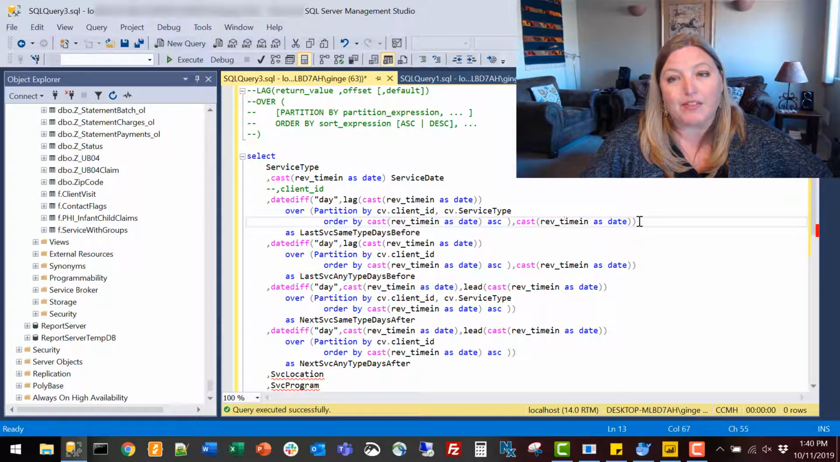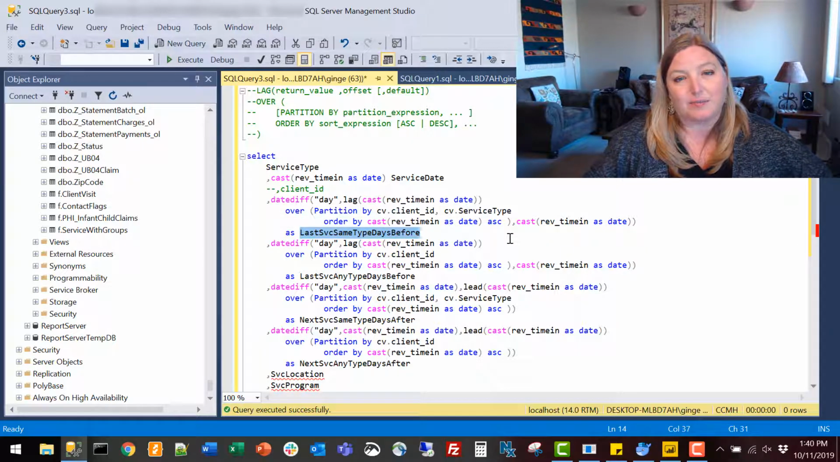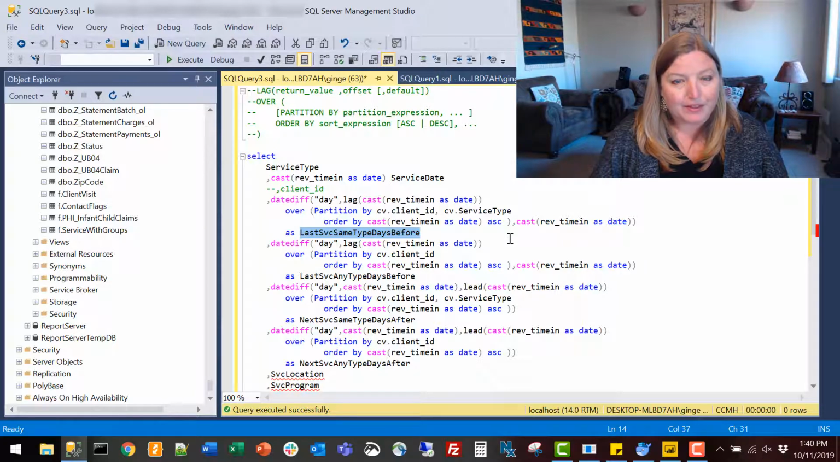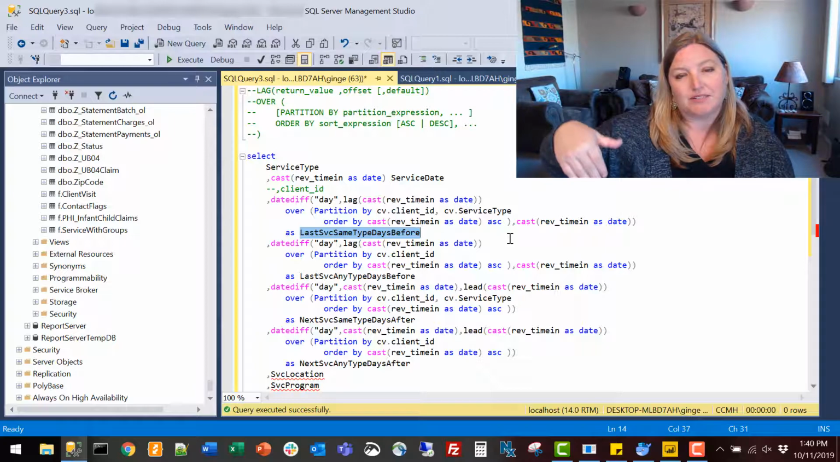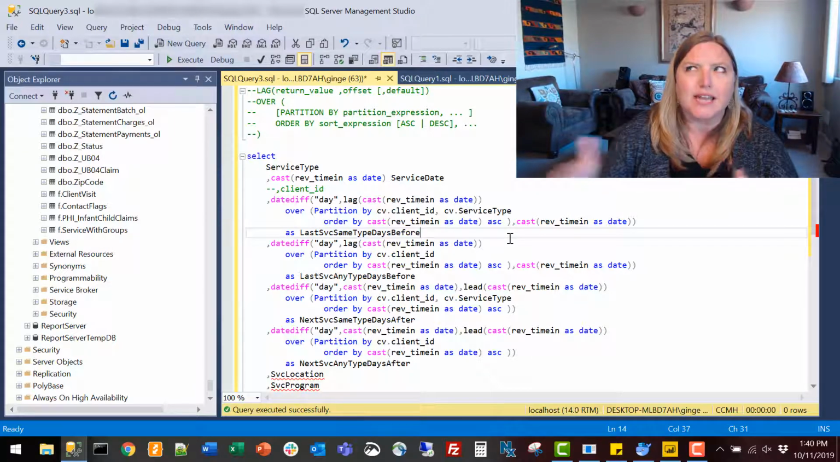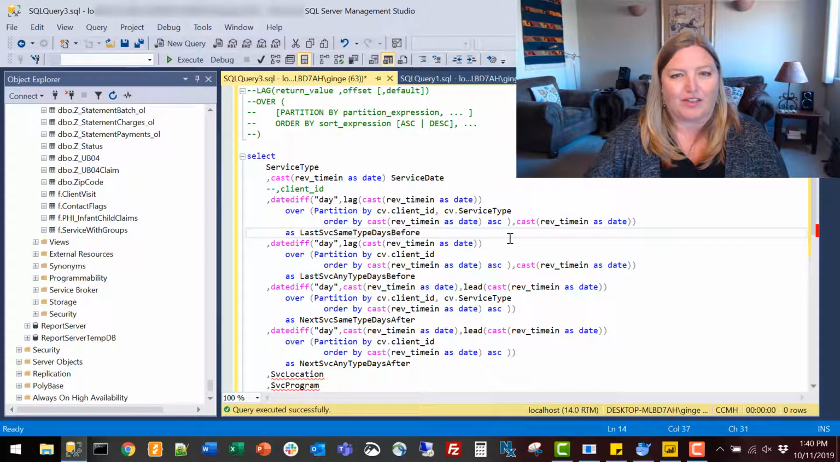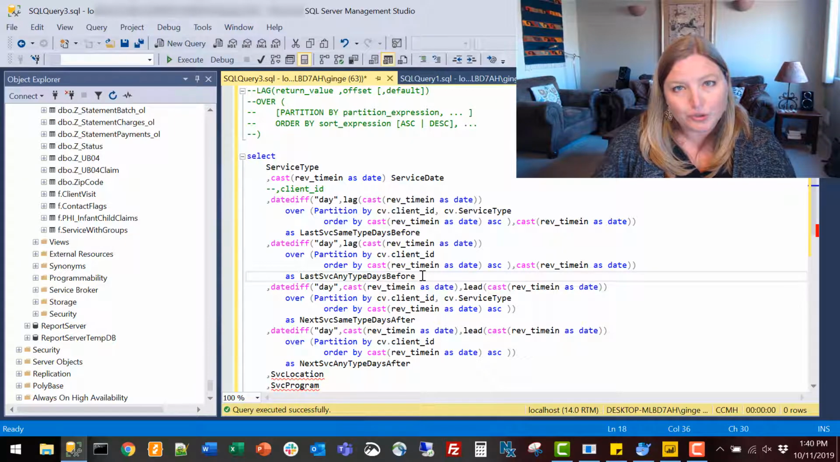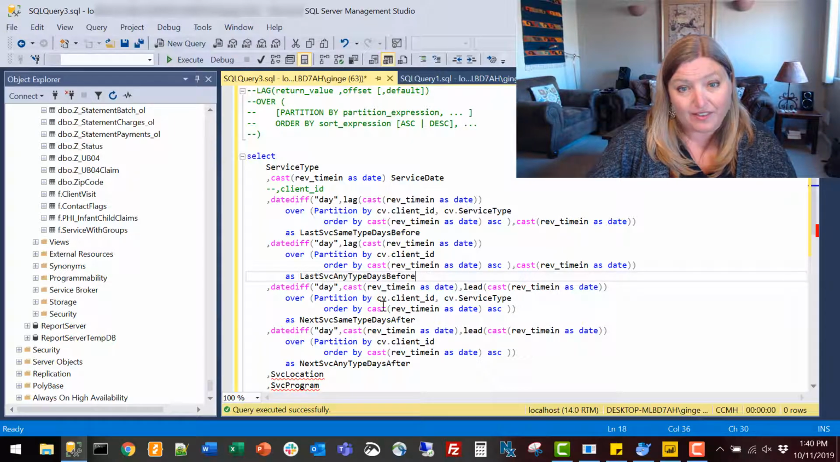And then I'm going to compare the number of days between that and the current service date. So that makes a little column called last service, same type, days before, meaning how many days before the current service did the last service of the same type happen? And then I did the same thing, but I didn't include type. So this would show any service.